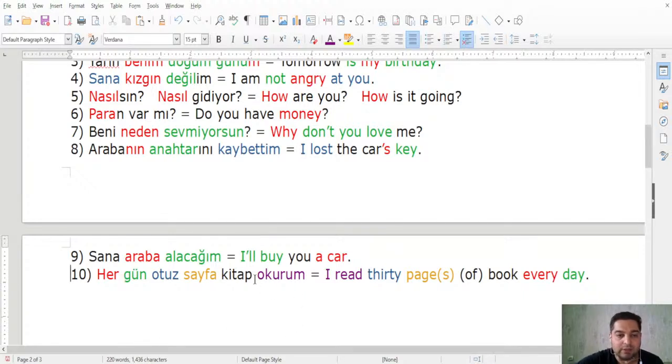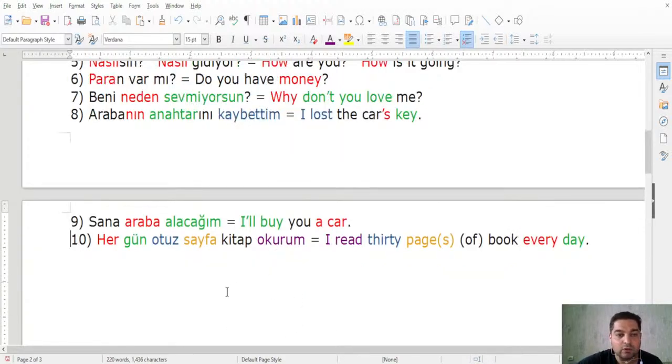So we have multiple colors here. Her gün 30 sayfa kitap okurum. Okurum is the present tense, right? Remember, it's the affirmative form of the present tense for the first person singular, I. Okurum. And you can say okursun, okur, okuruz, okursunuz, and okurlar, if you change based on persons. So okurum, I read.